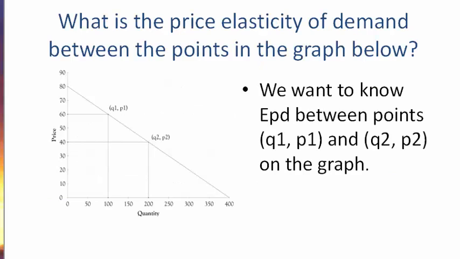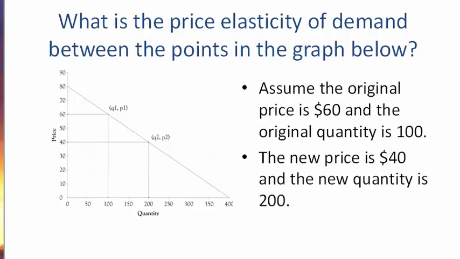So say that we have the demand curve given here, and we want to know what the price elasticity of demand is between points Q1, P1 here and Q2, P2. So here we have the original price is $60, the original quantity is 100, the new price is $40, and the new quantity is 200. So what is the price elasticity of demand between these 2 points shown on the graph?